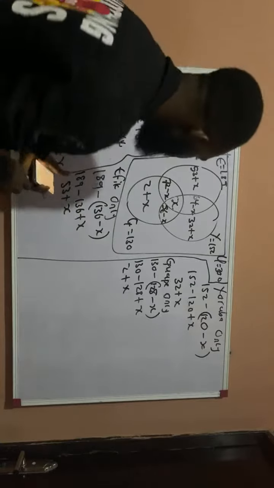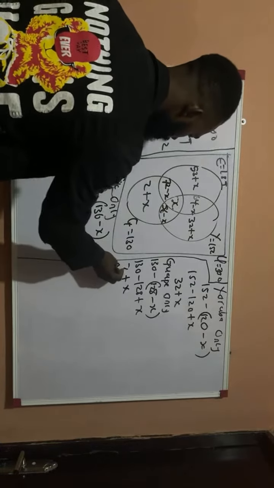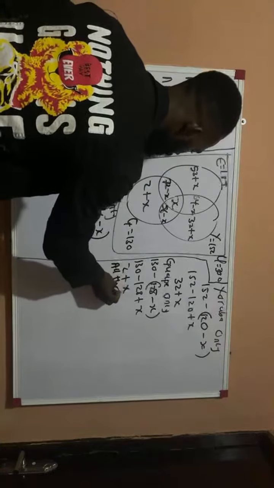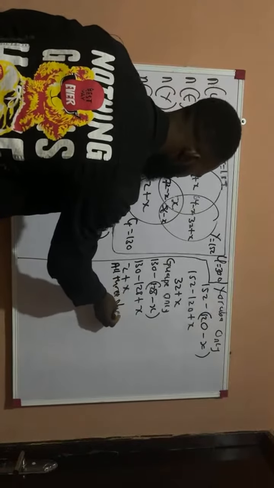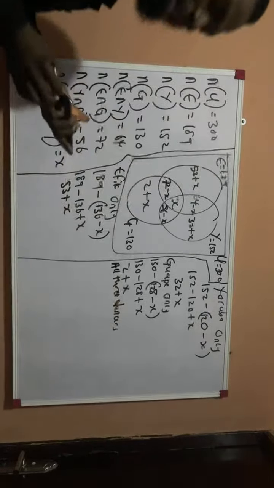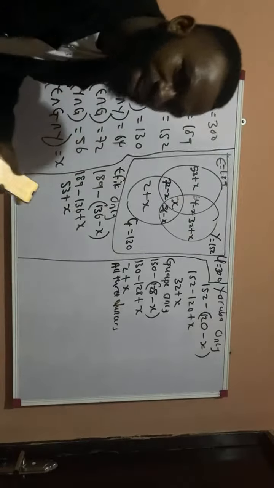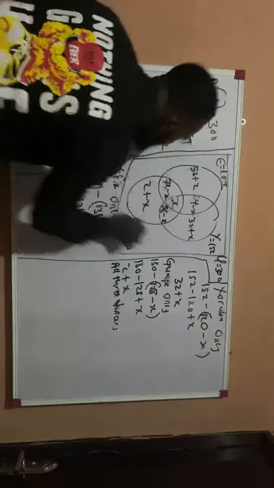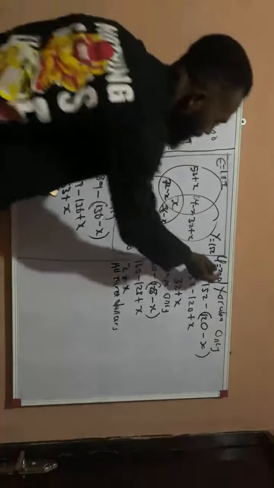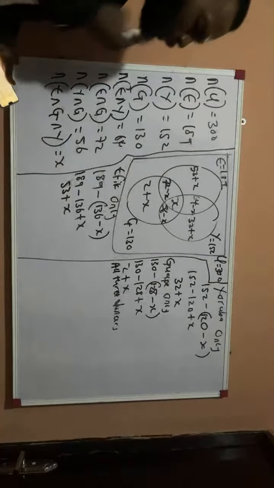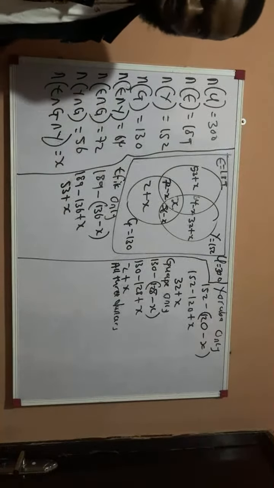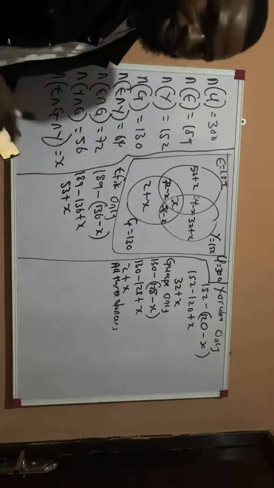Now, for all three dancers, this is how we are going to do it. It is very simple. Add everything in our circles and equate it to the total viewers that were in that festival, which was 300.